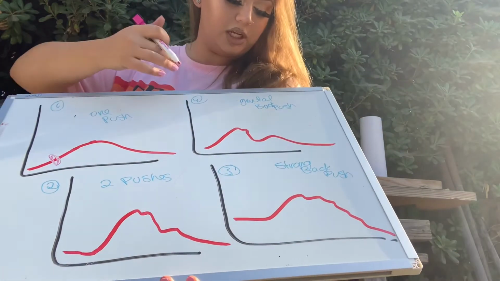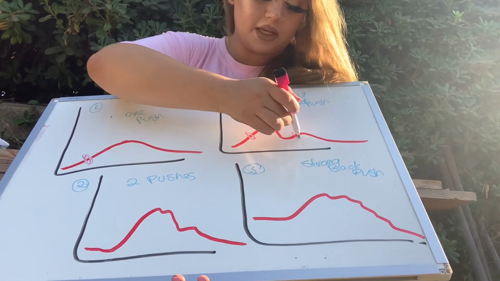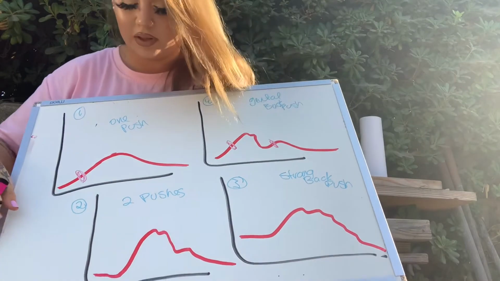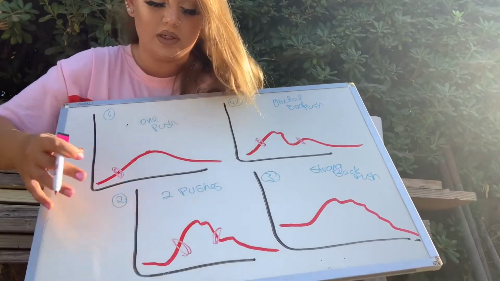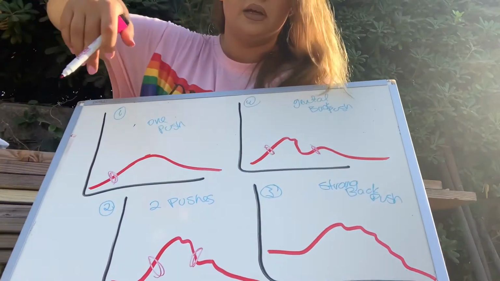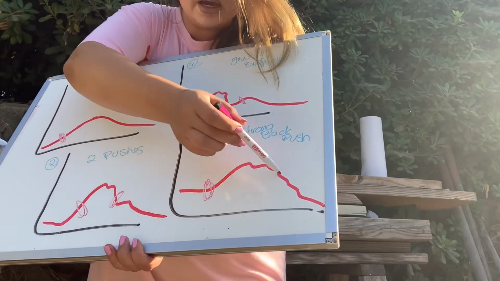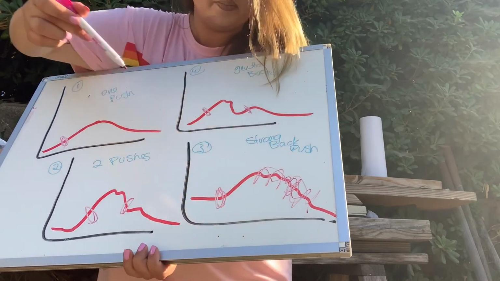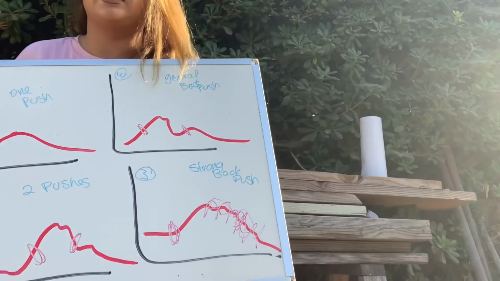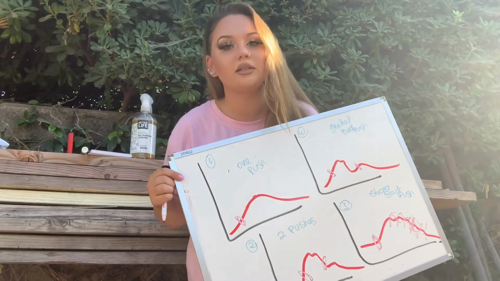For the gentle back push, I think it starts here and then here. For the 2 pushes, I think it starts around here and then around here, because that's when it starts to increase again. And for the strong back push, it starts here and then somewhere around here, it gets touched again. And those are the 4 charts for activity 1.